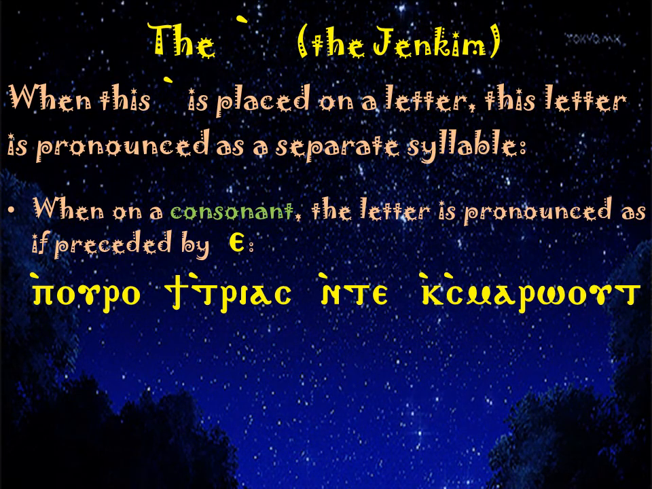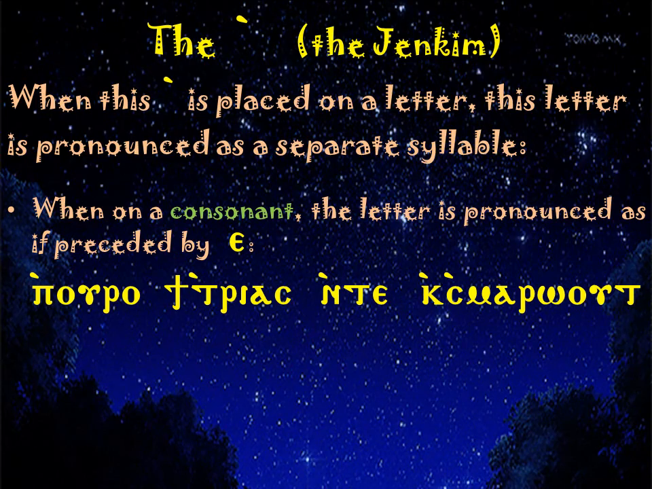Can you try to read it? Okay, yeah. Ek, es, ma, ro, ut. Ek, es, ma, ro, ut means you are blessed. Ep, uro, ti, etrias, ente, ek, es, ma, ro, ut.